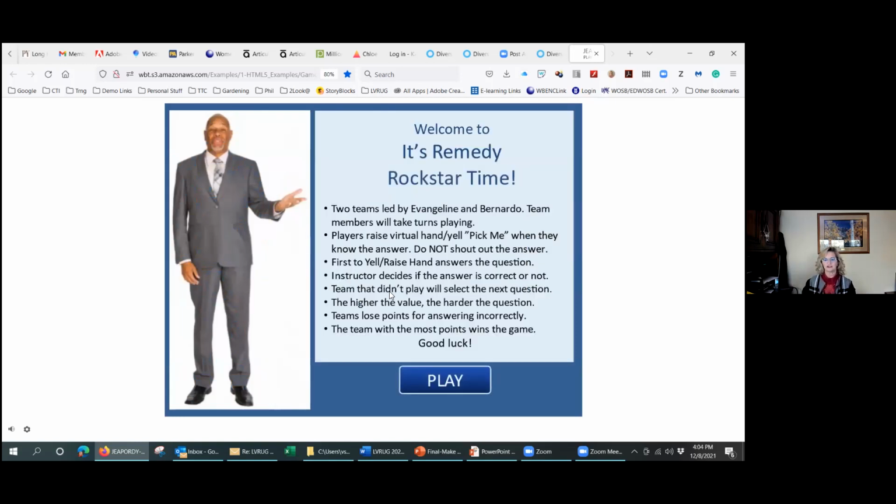We would give the instructions, right? They will take turns playing, and depending on if you're doing this in person or online, whoever raises their hand first or yells out, "Pick me," if they're on a Zoom, for example, as determined by the instructor. Don't shout out the answer, but then the instructor would call on that person. They would answer it. They'll either be correct or incorrect, and they will either get points or lose points. And then the next turn is selected by the next team.